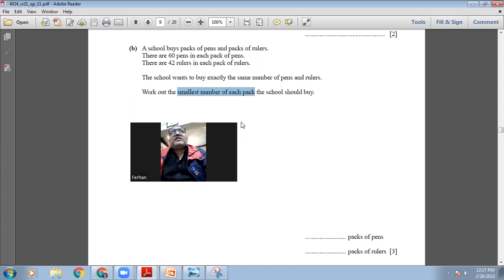And the one rule they have told us is that the number of pens and the number of rulers should be equal. So what I will do, very simple, we will find the LCM of 60 and 42, and then I will be able to tell how many packets of pens and how many packets of rulers are used. Because in one packet of pens there are 60 pens, and in one packet of rulers there are 42 rulers. So let me show you how this is done.